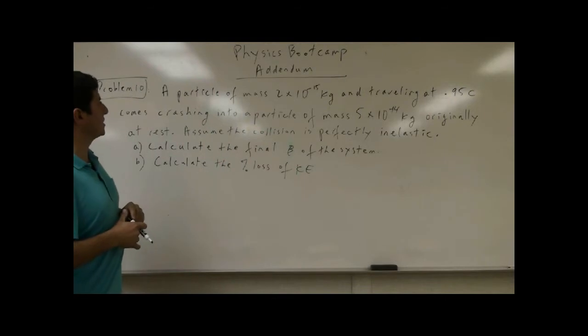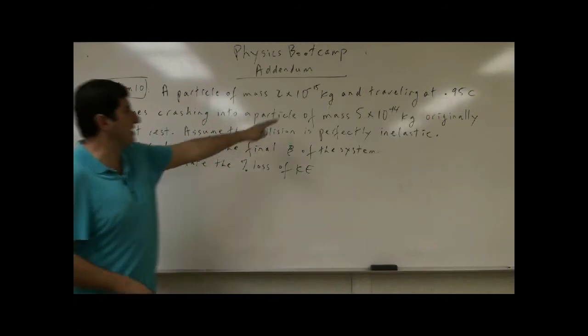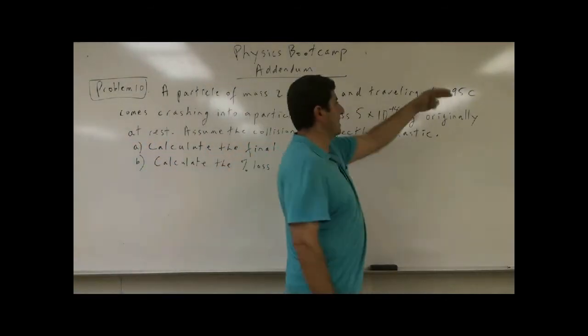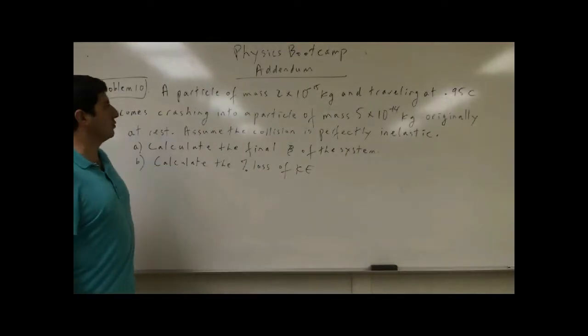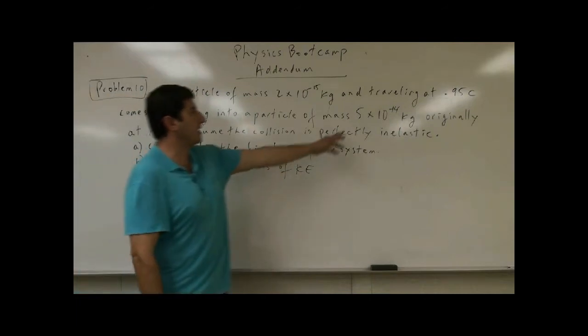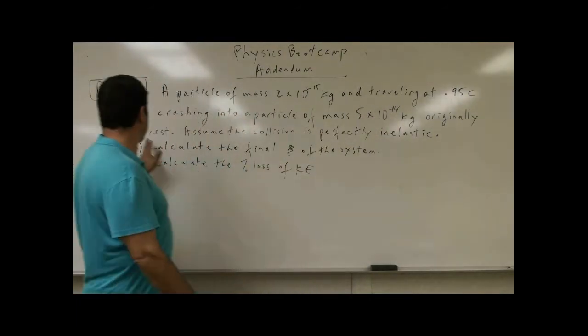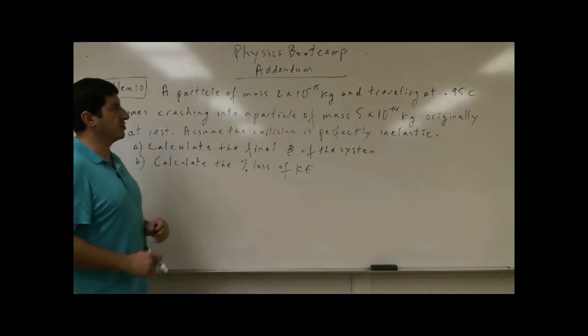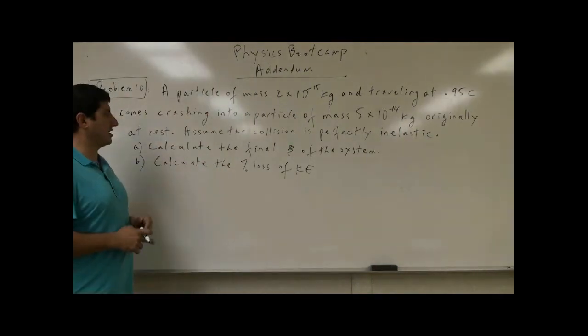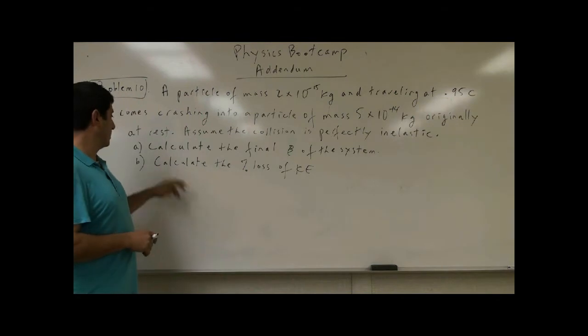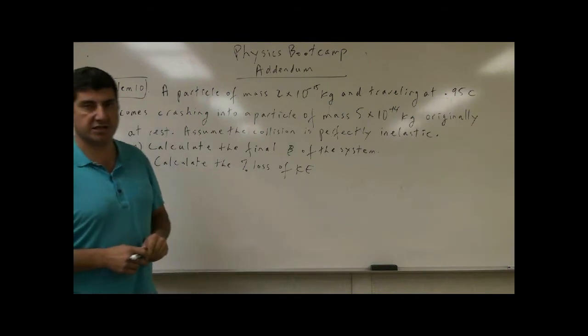It says a particle of mass 2 times 10 to the minus 15 kilograms and traveling at 0.95 the speed of light c comes crashing into a particle of mass 5 times 10 to the minus 14 kilograms originally at rest. Assume the collision is perfectly inelastic. A, calculate the final beta of the system, and B, calculate the percent loss of kinetic energy.